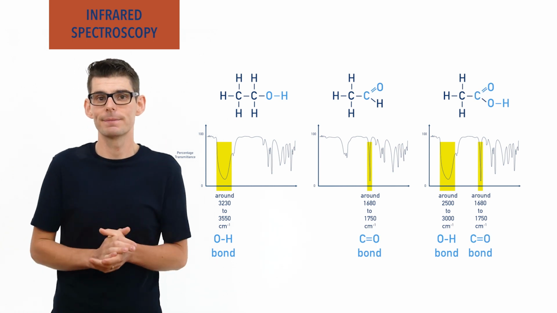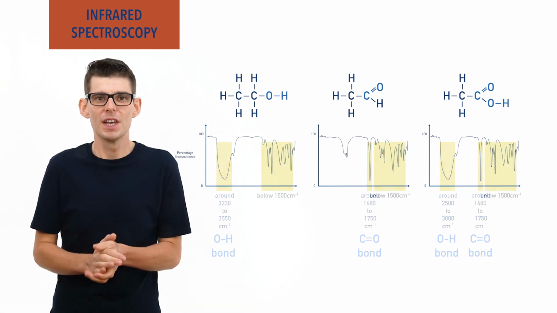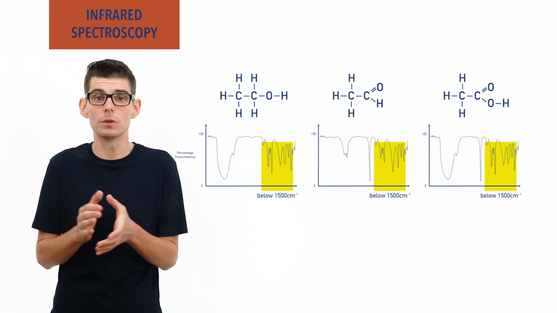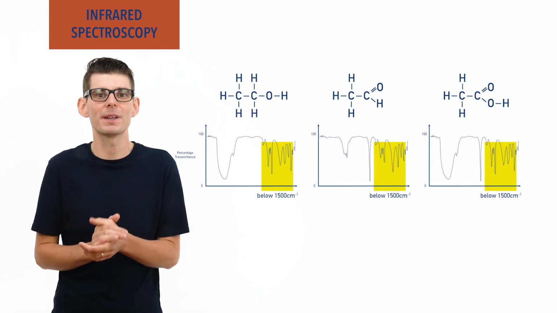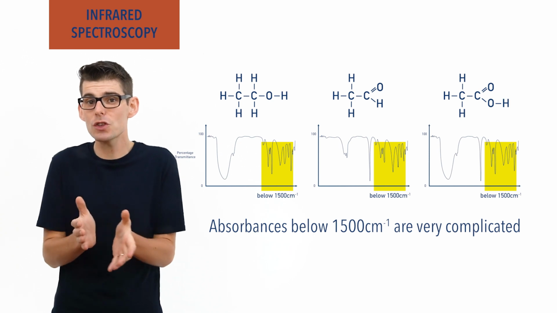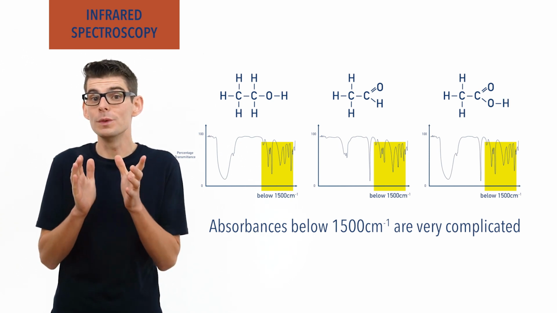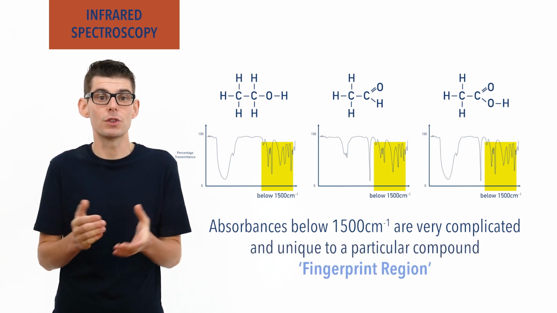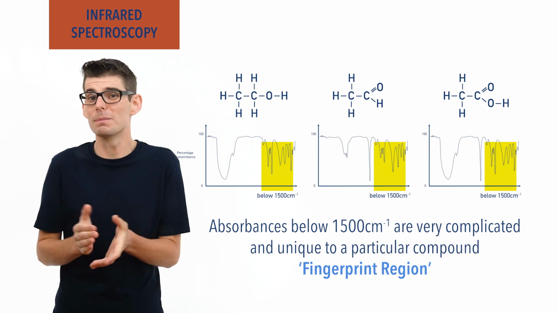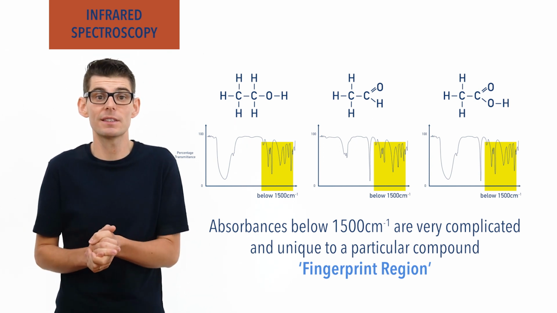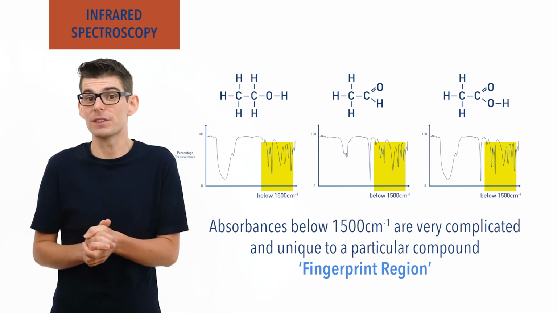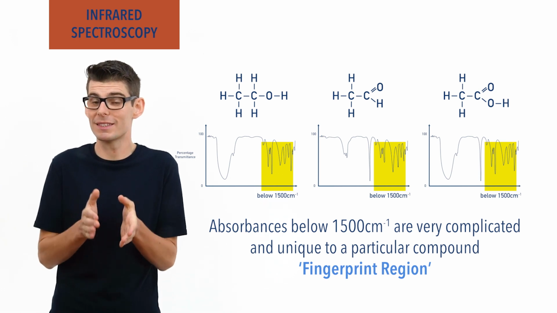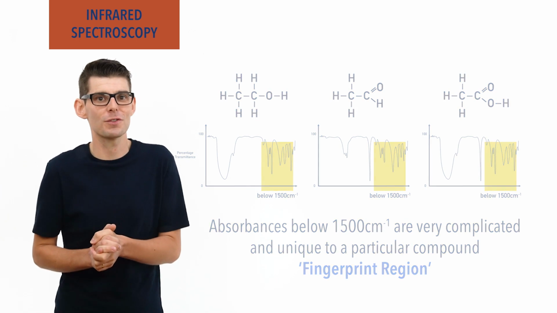Below wave numbers of 1500, the absorptions of waves are associated with vibrations and motion of whole molecules in a sample, meaning they are very complicated to analyze. The combination of all absorbances in this region are unique to a particular compound, however, and as a result, it's referred to as the fingerprint region of a spectra. Due to its complexity, it isn't usually analysed in detail at this level. It can be used as a quick and easy way to identify a compound, as no two compounds will have the exact same fingerprint region on their IR spectra.